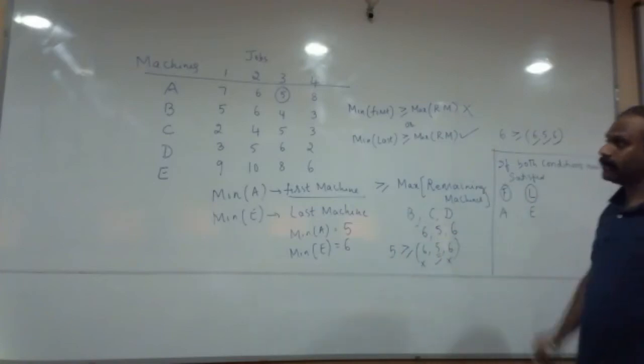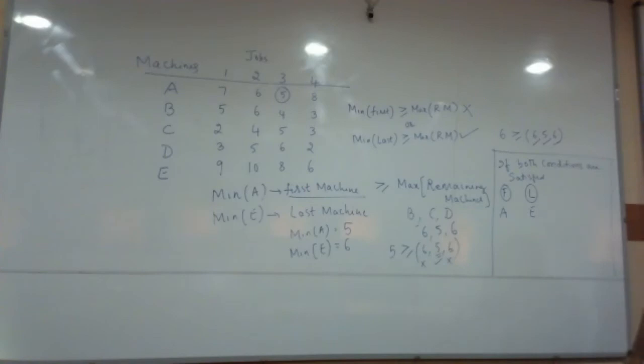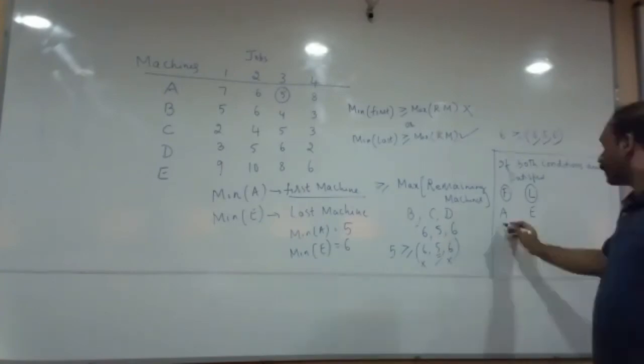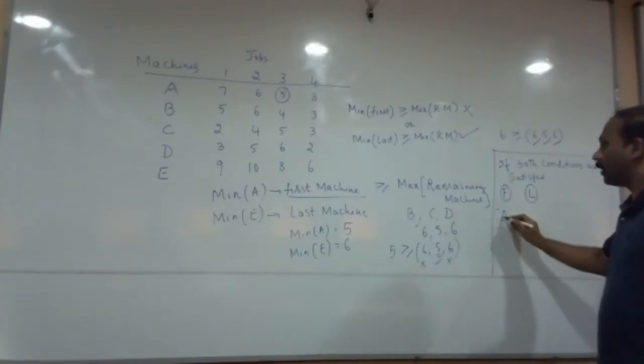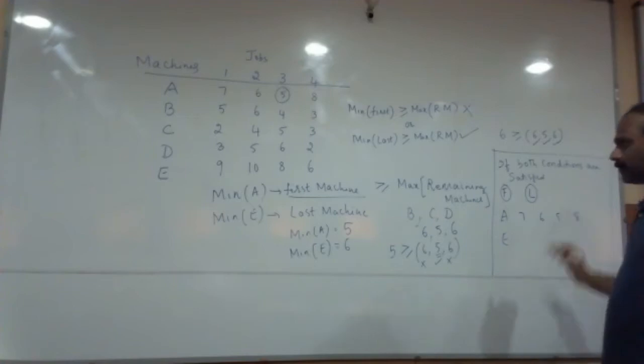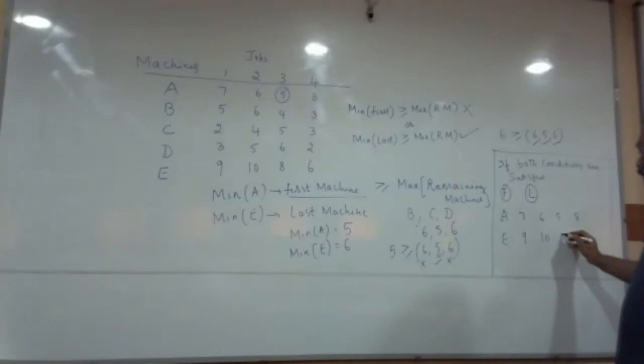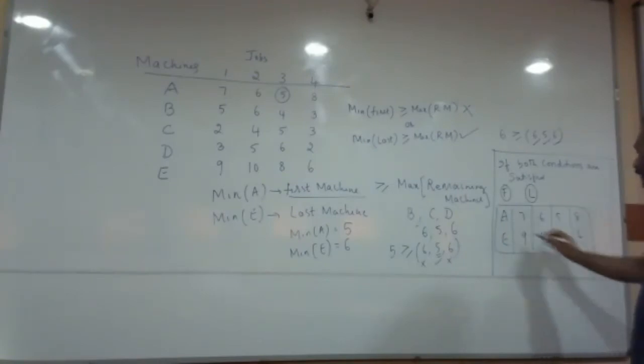Just assume that in this problem both the conditions were satisfied. Then what would have been the reduced matrix? The reduced matrix would be, for A and E, directly I can write the values: 7, 6, 5, 8 is the first row, and the second row is 9, 10, 8, and 6. In this particular problem, now I can apply Johnson's rule and directly get the answer.